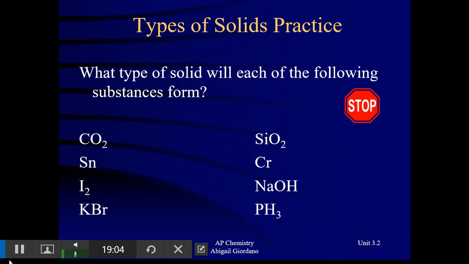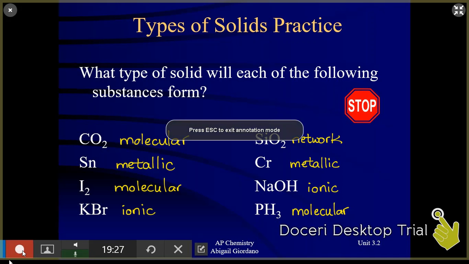So what I would like for you to do at this point is to identify what of the 4 types of solid do you have for each example here. Is it an ionic solid, molecular solid, metallic solid, or network covalent solid? So pause the video and see what you can do. All right, let's see how you did.